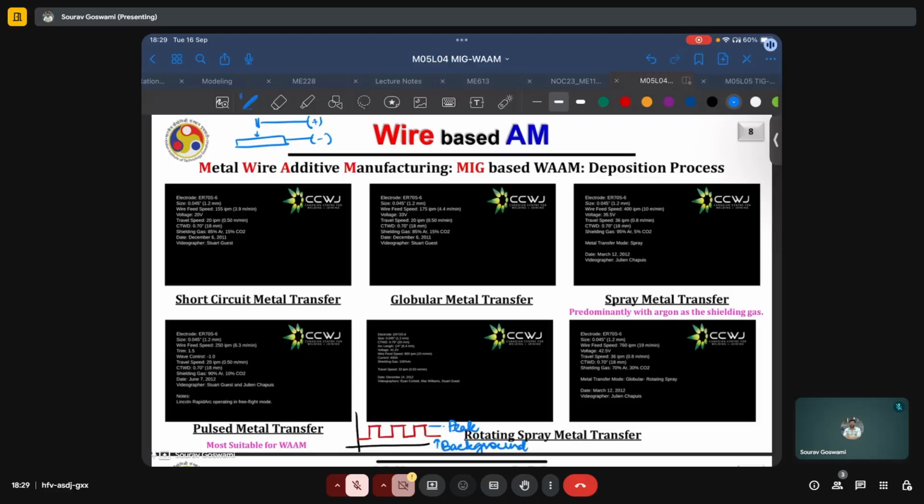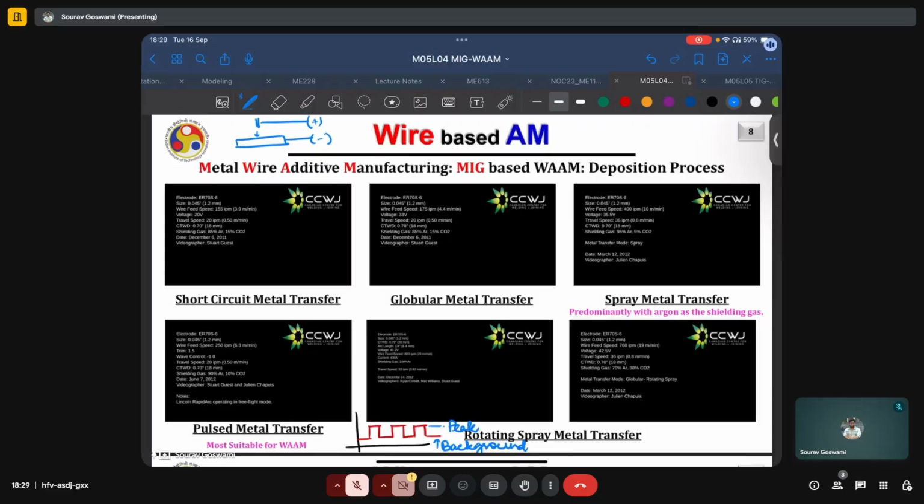Because if the arc is extinguished, then locally there will be cooling, and it will take some time to, say, ignite the arc again. And there will be local cooling and heating cycles, which may lead to undesirable effects, as well as interruption of material deposition. The purpose of peak current is to melt the material.